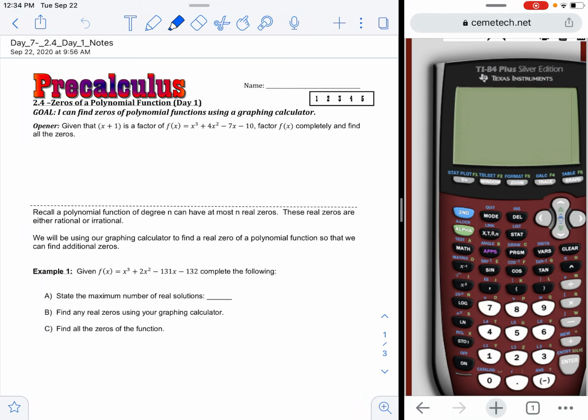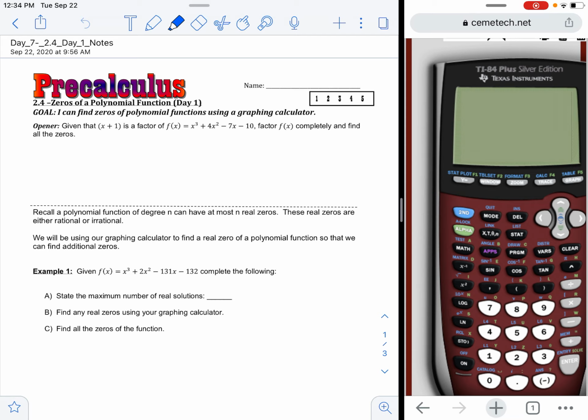Okay, so lesson 2.4, day 1. This section is called zeros of a polynomial function. So our goal for today is I can find zeros of polynomial functions using a graphing calculator. So you will need a graphing calculator for this lesson.